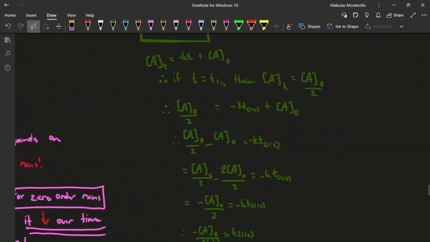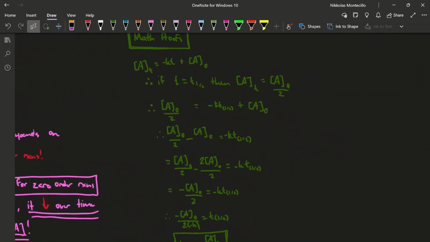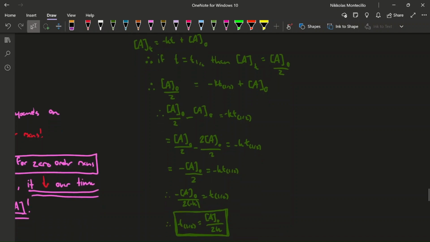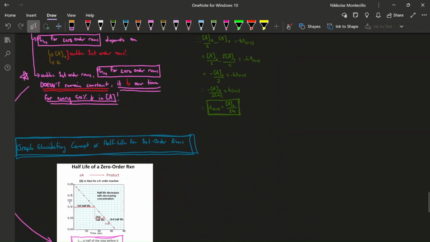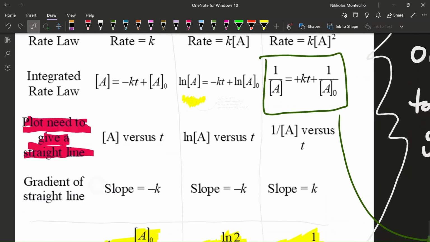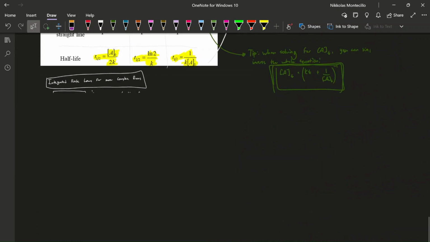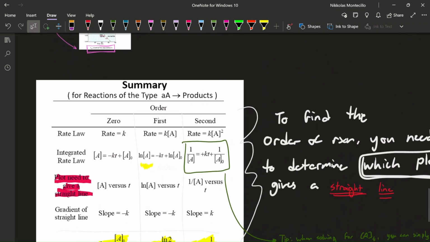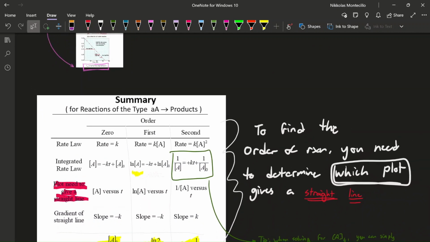And then this is just the math proof that demonstrates how the half-life is equal to the initial concentration over 2K, over 2 times K, right? So overall, this is a summary of what we covered. Remember that to verify or find the order of a reaction, you need to determine which plot gives a straight line, right?